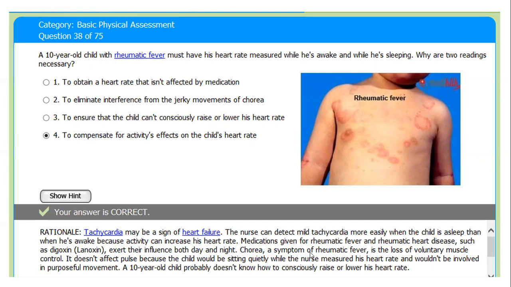Chorea is a symptom of rheumatic fever and is the loss of voluntary muscle control. It does not affect the pulse because the child would not be sitting quietly while the nurse measures his heart rate and would not be involved in purposeful movement. A 10-year-old child probably does not know how to consciously raise or lower his heart rate.